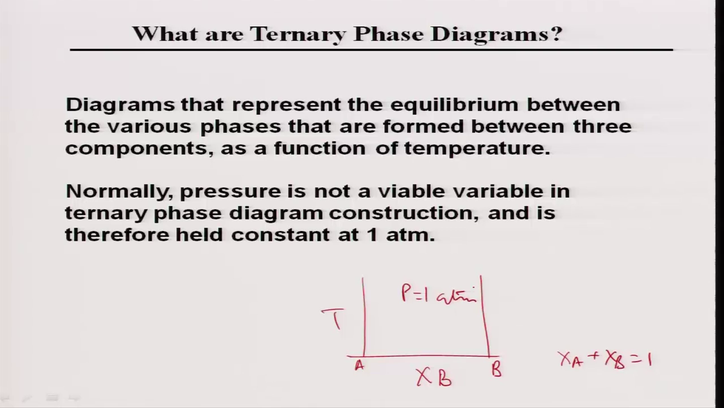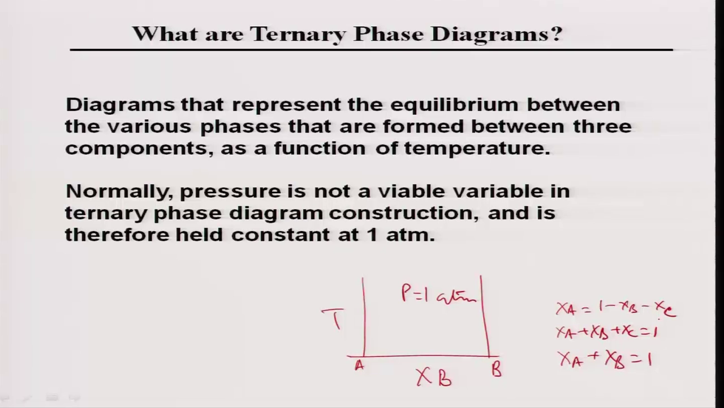Now in a ternary, because there are three components A, B, C, this relationship does hold: XA plus XB plus XC is equal to 1. So you have two independent variables and one dependent, because I can write XA equal to 1 minus XB minus XC. So XB and XC are known, then XA is automatically known. So there are two composition variables, XB and XC, and a temperature variable, and pressure is constant. Therefore we can no longer use a two dimensional plot; we have to go for higher dimensional plots. So that is the difference.